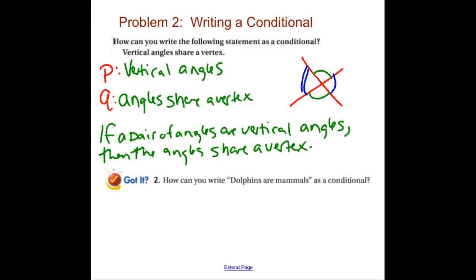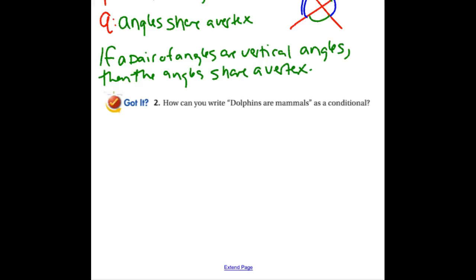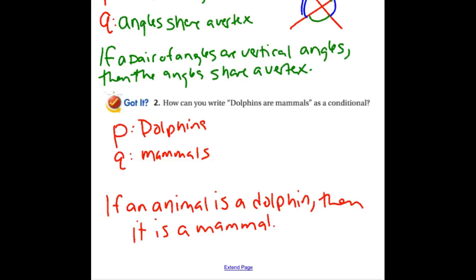All right, and so what I want you guys to do is try this next one. It says, how can you write "dolphins are mammals" as a conditional? Remember, think about what's the bigger set, what's the smaller set. The bigger one is your conclusion, the smaller one is your hypothesis. All right, check your answers with mine.